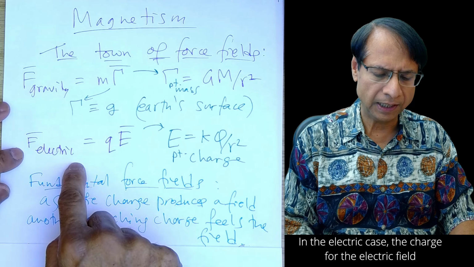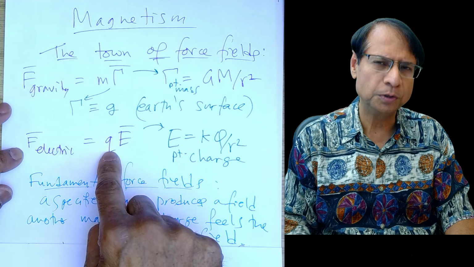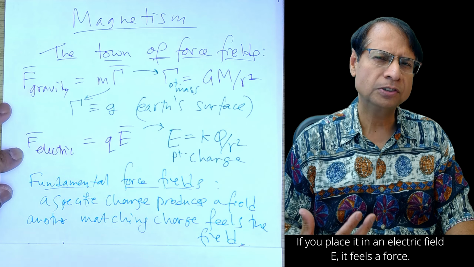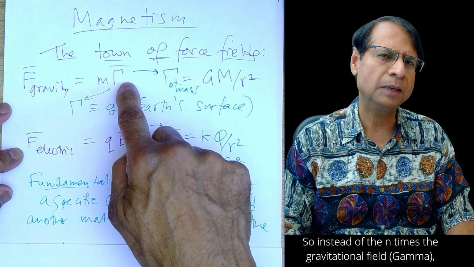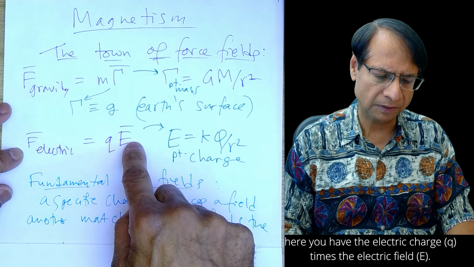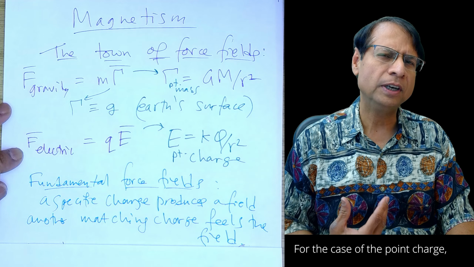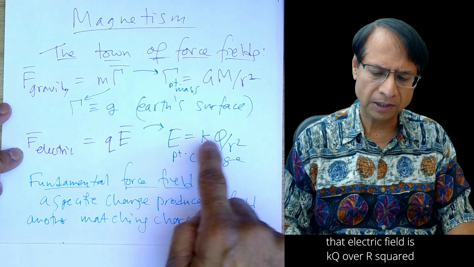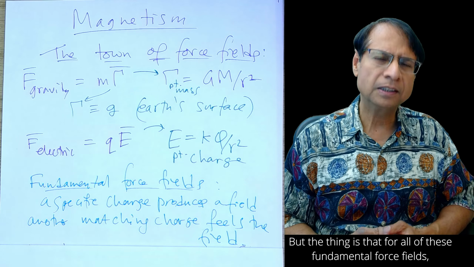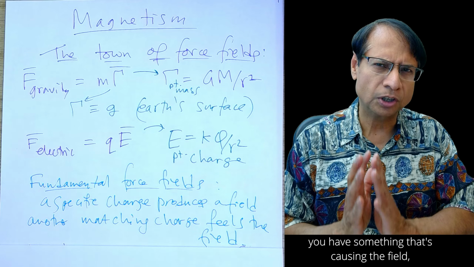In the electric case, the charge for the electric field is electric charge Q. If you place it in an electric field E, it feels a force. So instead of m times the gravitational field, here you have the electric charge times the electric field, and this gives you the force. For the case of the point charge, that electric field is kQ over r squared.